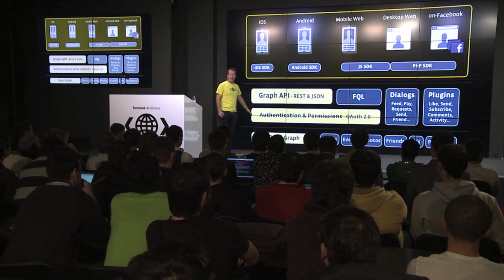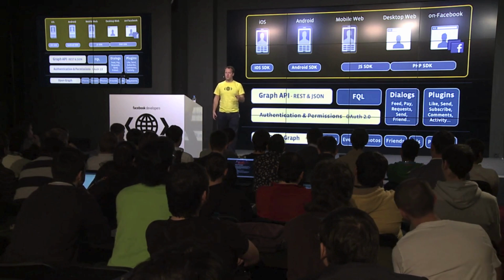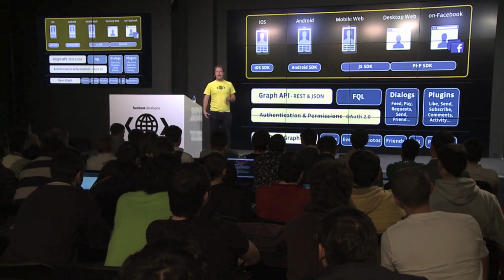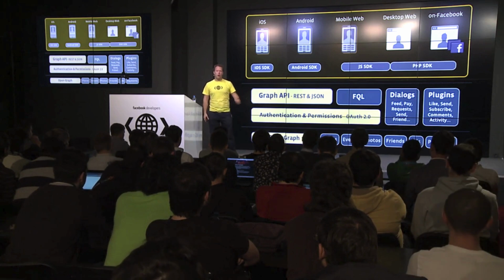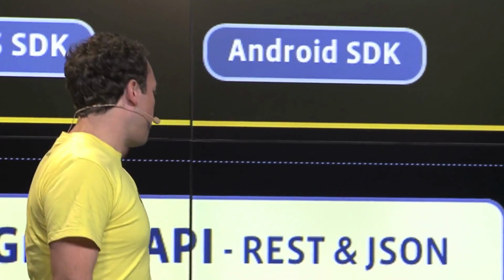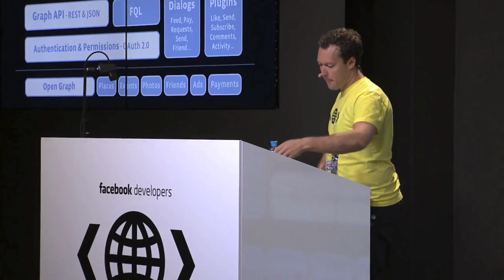Open Graph is a way of publishing structured data to Facebook. Open Graph is how Endomondo publish a map, not an image. It's how Deezer publish a song, not a link. So these are the bits we're going to spend most of the time on today. Can I jump over to the demo laptop, please?